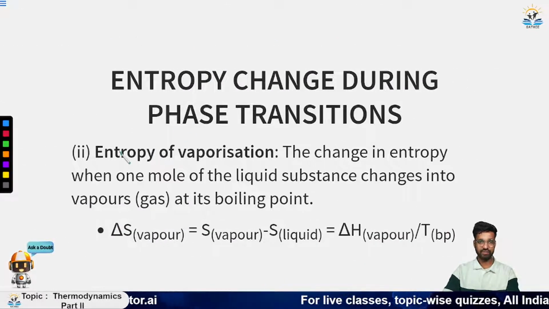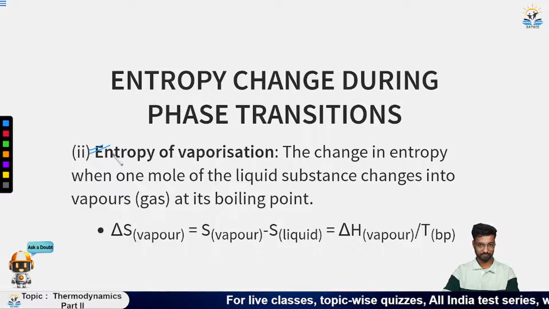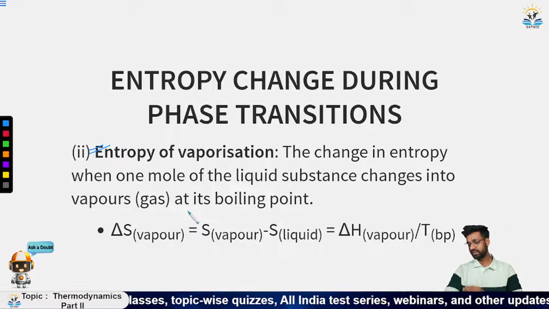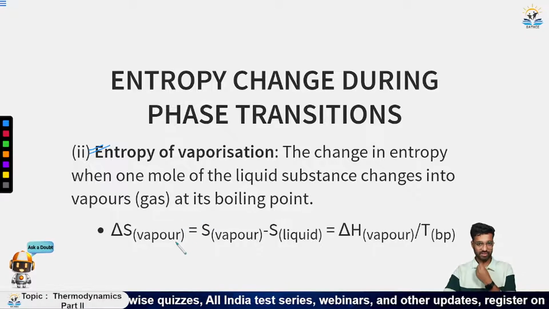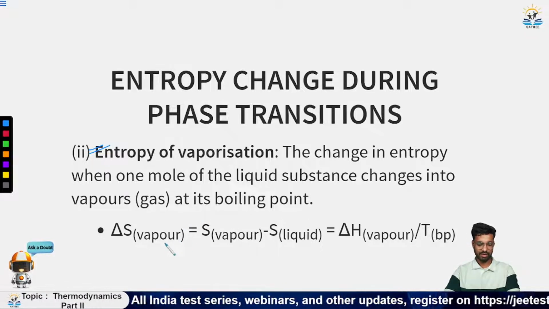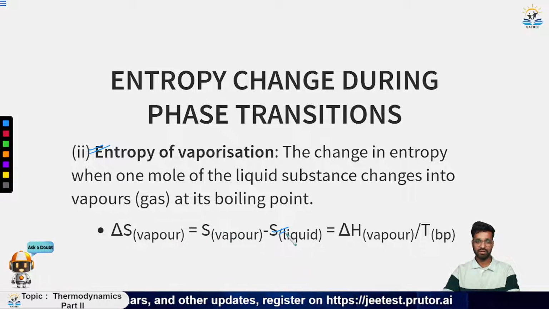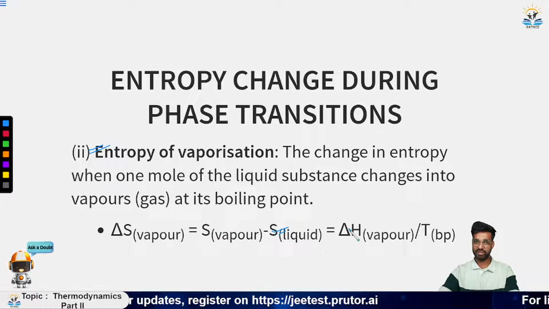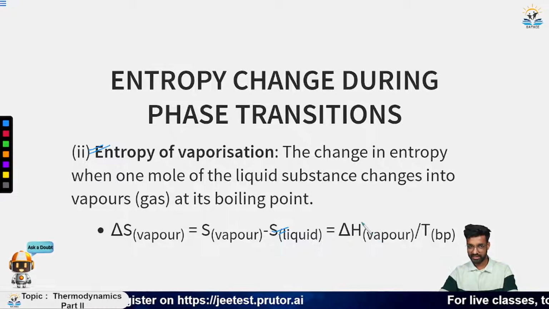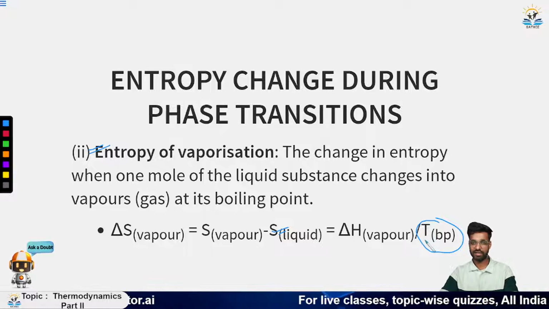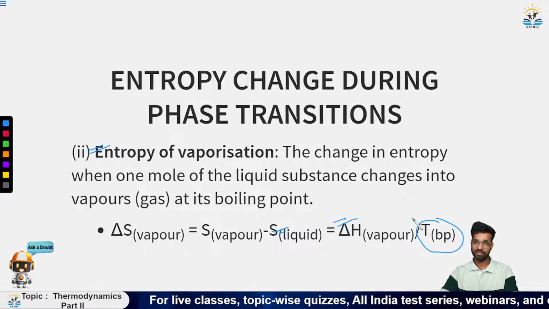Now similarly, if we are doing vaporization, the liquid changes into gas. So what will be the entropy change accompanying it? It will be S vapor minus S liquid. Since it is again happening at constant pressure, it will be delta H vaporization by T. One more important thing here is that it takes place at the boiling point, of course. So it will be delta H vaporization by T BP.